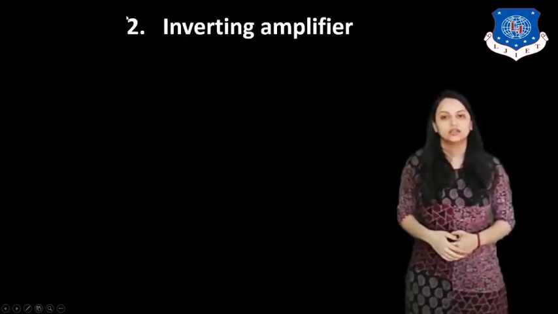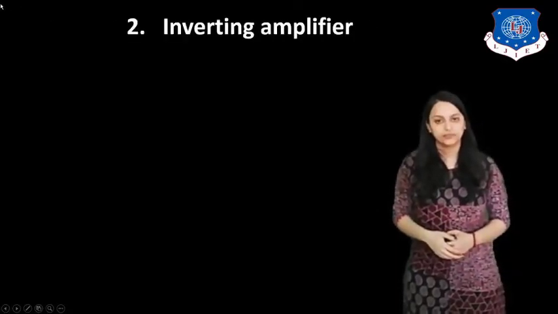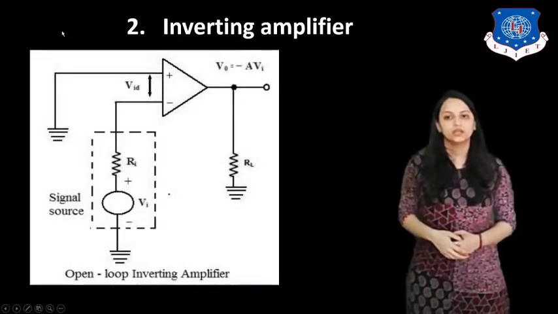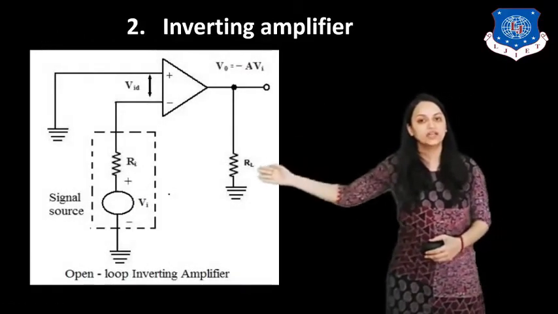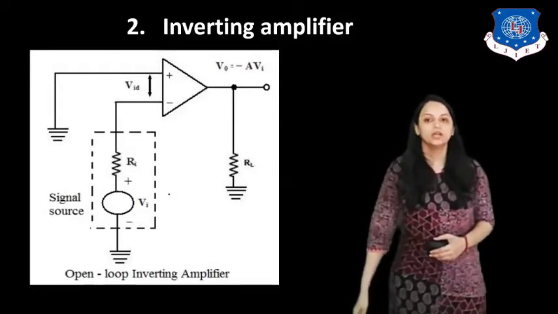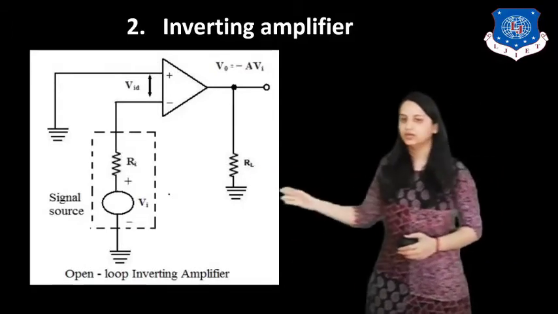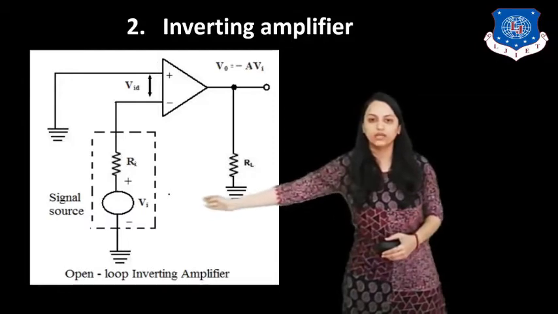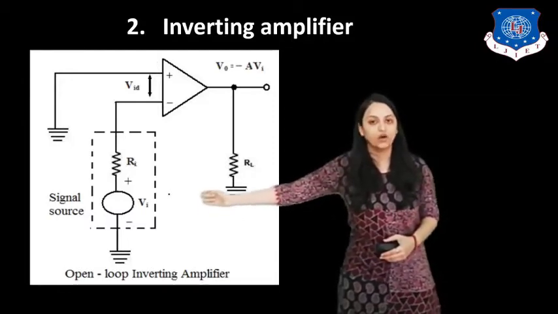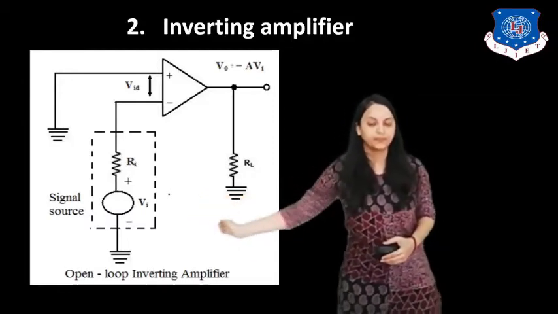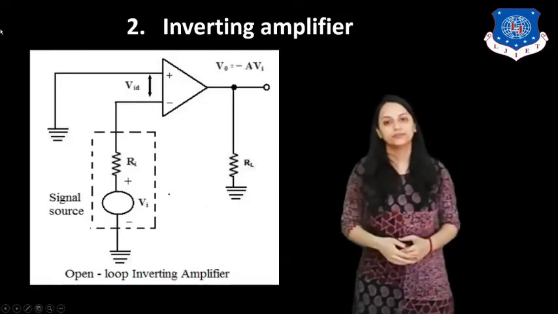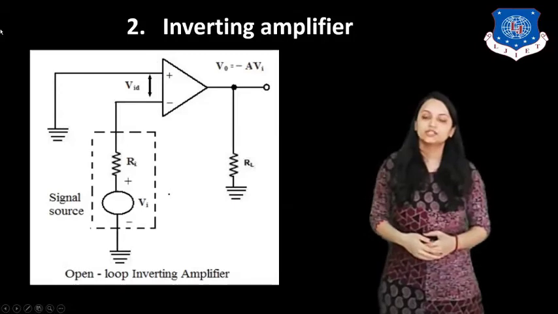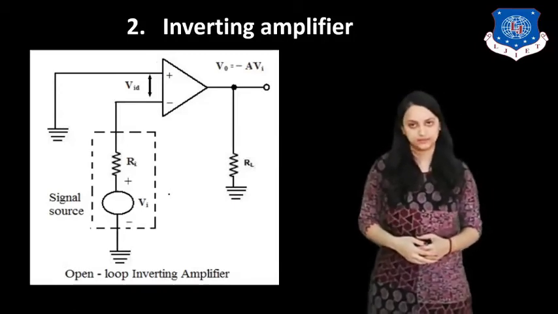Next, inverting amplifier. So, this is a circuit diagram which indicates the inverting amplifier configuration. As you can see over here, the input is given only to the inverting terminal or negative input terminal, right? And the positive terminal is connected to ground. That's why this configuration is called an inverting amplifier.